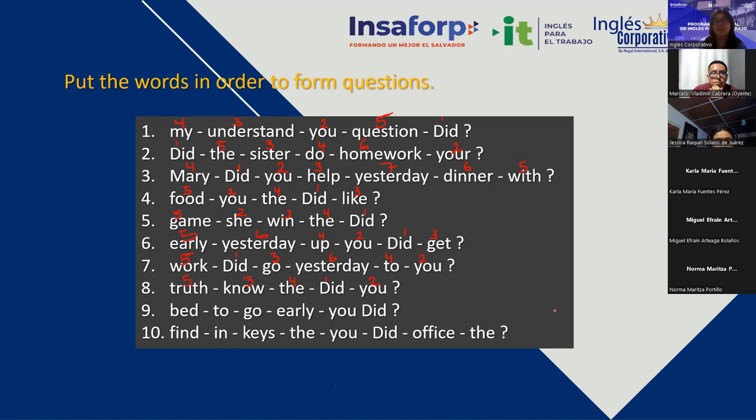La verdad, la verdad. Did you know the truth? True es verdadero y truth es verdad. Right? Did you know the truth? What about number nine? Did you go to bed early? Mm-hmm. Did you go to bed early? Yes. Number 10.